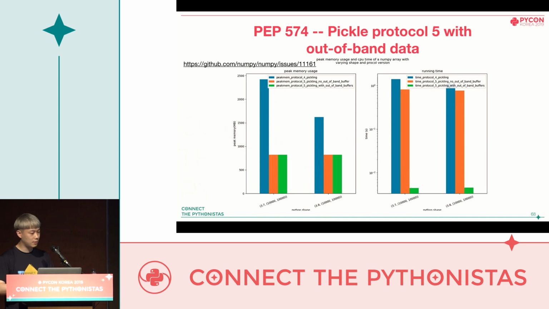And these are some benchmarks that I found in the NumPy community. This is written very small, so I'm going to explain. Blue one is Protocol 4. Orange and green are Protocol 5. And orange one is without using out-of-band buffer. And green is with using out-of-band buffer. And left side is the memory, peak memory usage. And the right side is the time consumption.